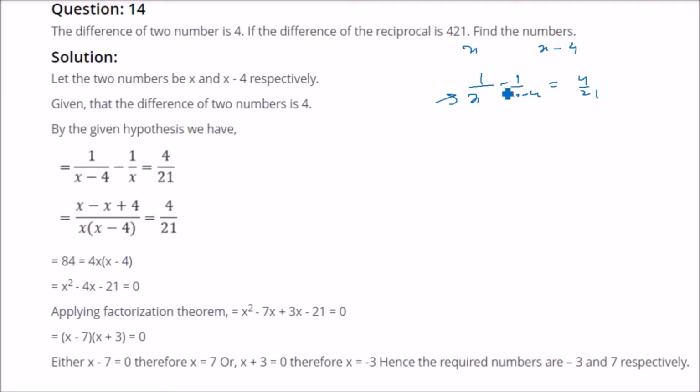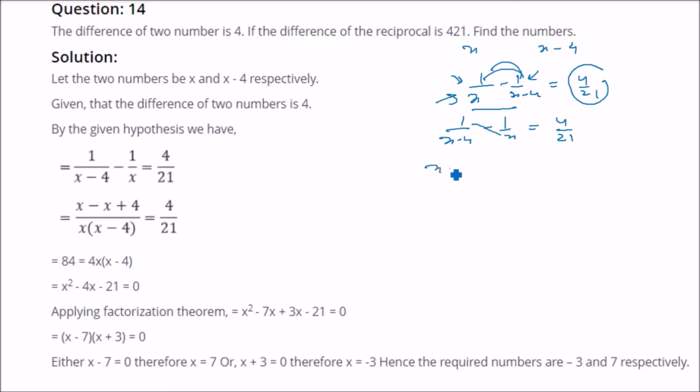What is the mistake? See, if I take 1 by x and 1 by x minus 4, this number is lower and this is higher. That is, the result should come out negative, but the result is not negative. So I have to shift this. I have to change this. That is, 1 by x minus 4 minus 1 by x will be equal to 4 by 21. You have to observe that the earlier formation is going to give you a negative result, but the result is positive, so that formation is not correct. 1 by x minus 4 minus 1 by x equal to 4 by 21.